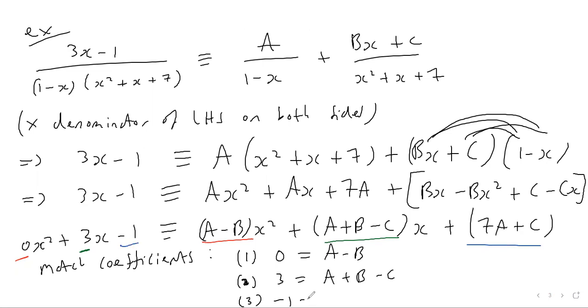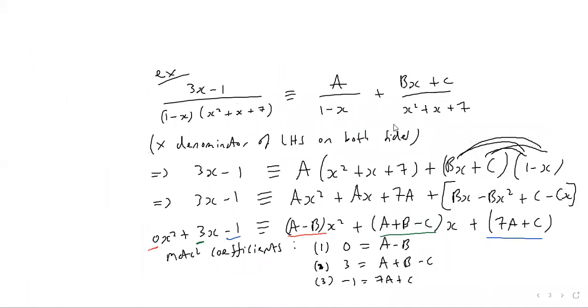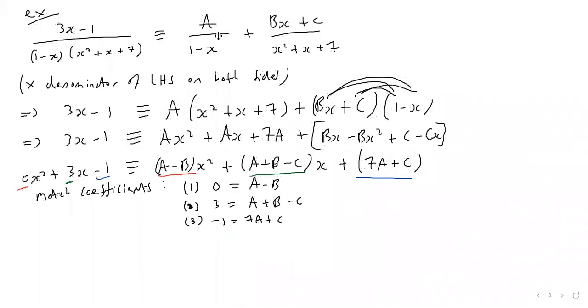So 7a plus c. Let's try and make the writing smaller so we can have more space. Let's try that again. There we go. Okay, so now then, using equation number 1, we can actually say with certainty that a must be equal to b, because a take away b is 0, so a must be equal to b. Okay, so we know that.